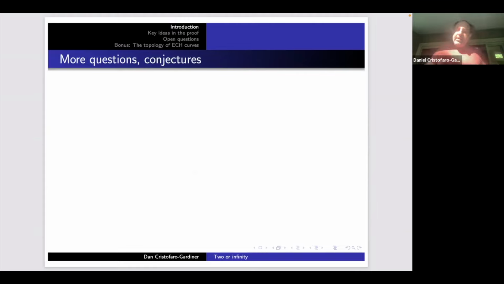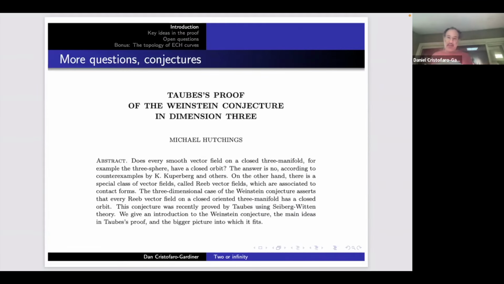Okay, here's another question, and again, I'm sort of having some fun with the primary sources here. So here's a survey article by Hutchings from 2000. I think it was published in 2010 or something like this. It's about Taubes's proof of the Weinstein conjecture. So again, for non-specialists, the Weinstein conjecture is the statement that there's at least one of these periodic orbits, these Reeb orbits. So that's already generated quite a lot of very interesting mathematics.